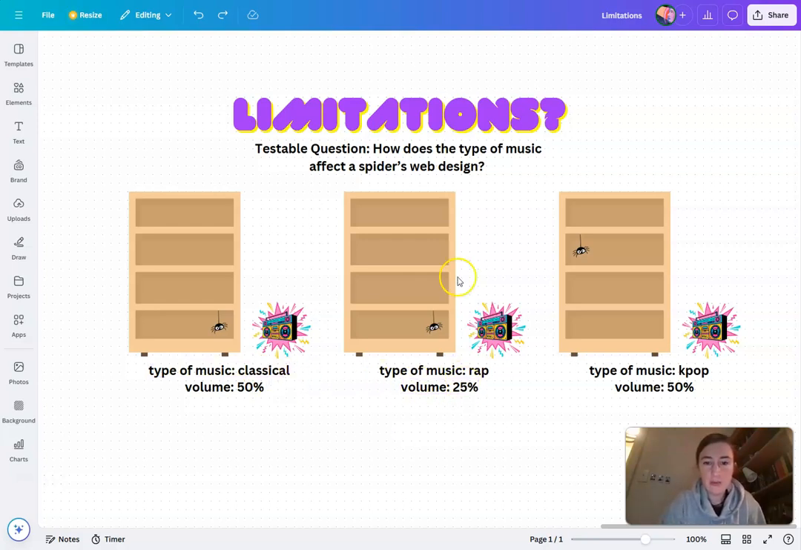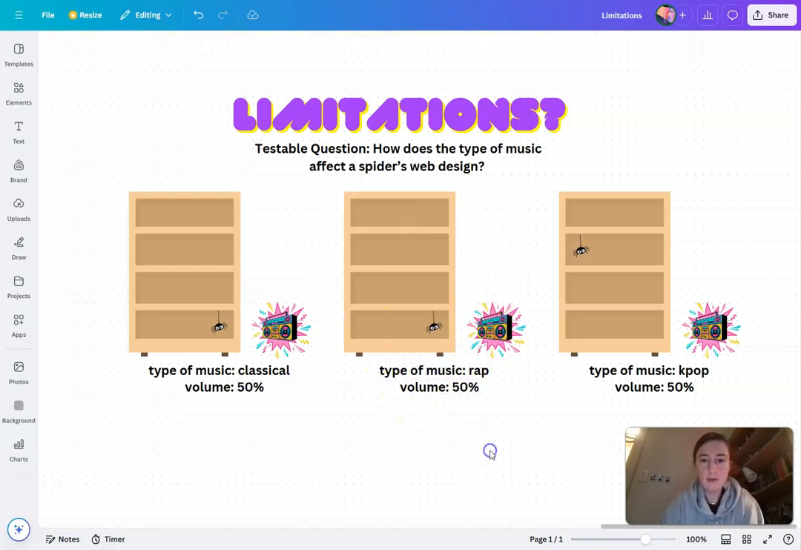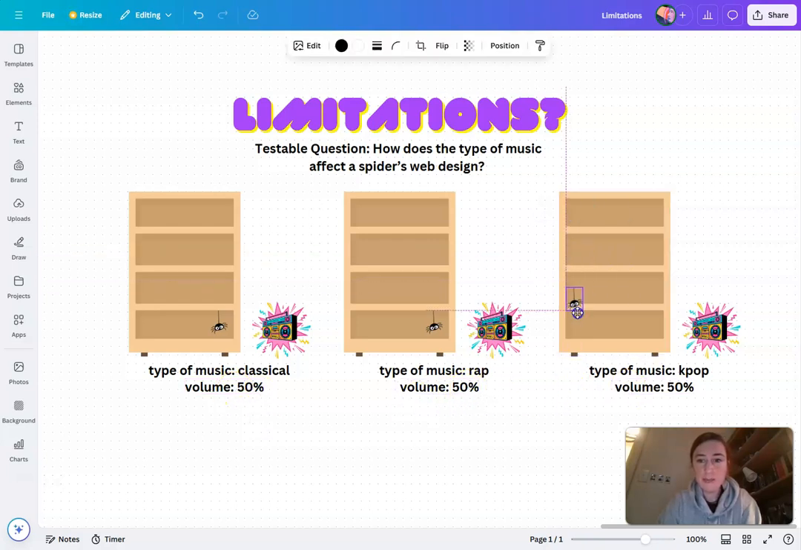Also, the volume is 25% in this one. This needs to be 50%, all right, because we're changing the type of music. How does the type of music affect a spider's web design? So we have to change the type of music and nothing else. Okay? Nothing else can be different. The volume has to be the same. The position of the spider has to be the same.